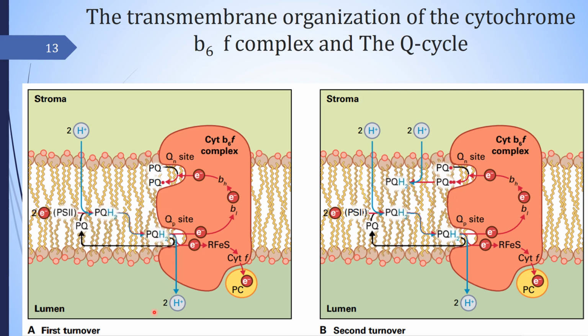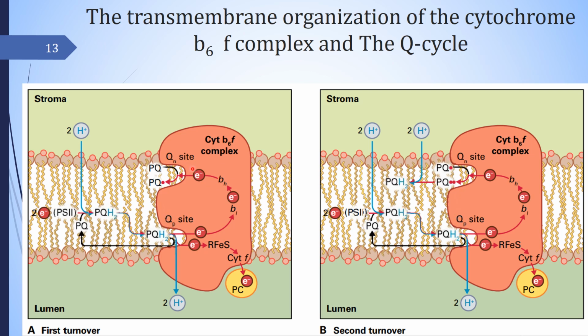this will take the hydrogen from the stroma and will be converted into plastoquinone hydroquinone, and this plastohydroquinone will release its hydrogen ions to the lumen and deliver its two electrons, one to the Rieske protein and through the cytochrome f complex and then to the plastocyanin and so on, and the other electron will be given to the quinone at the QP site.